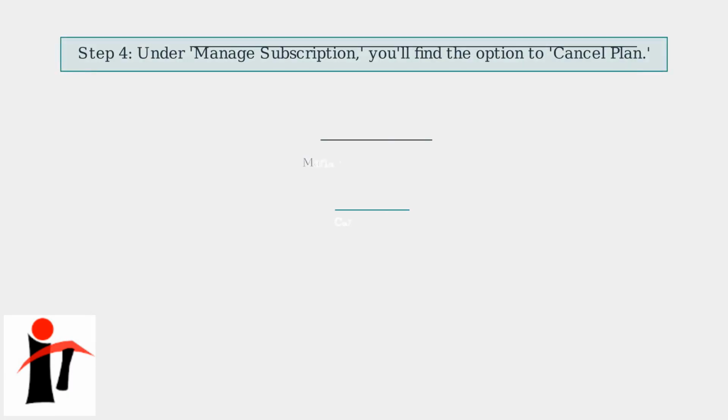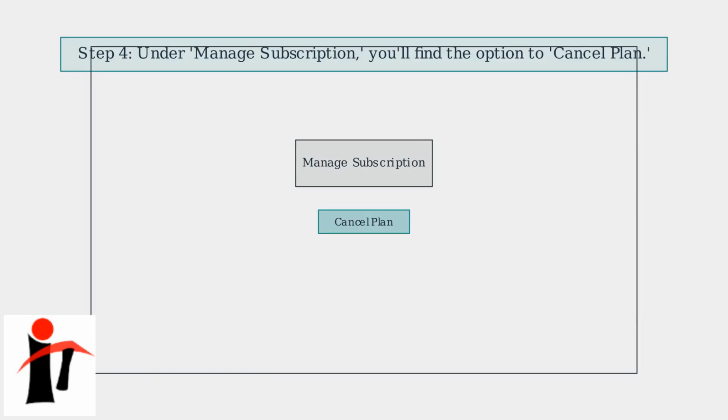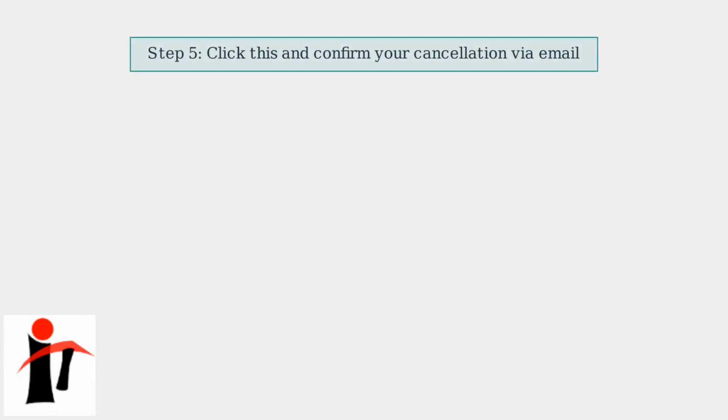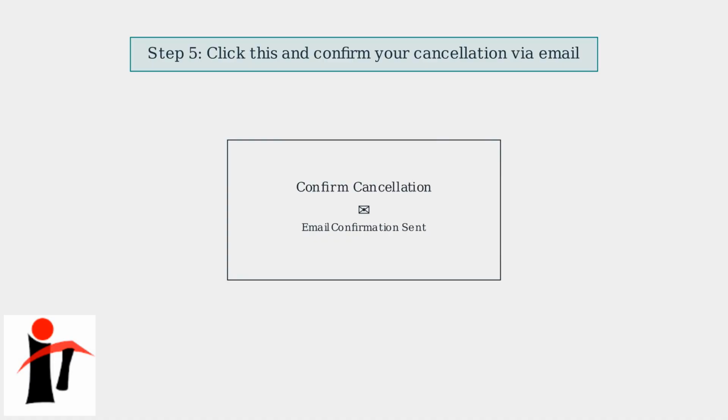Under Manage Subscription, you'll find the option to cancel plan. Click this and confirm your cancellation via email. Remember, cancellations are effective at the end of your current billing cycle, whether it's monthly or annual. You'll retain access to paid features until the cycle ends.